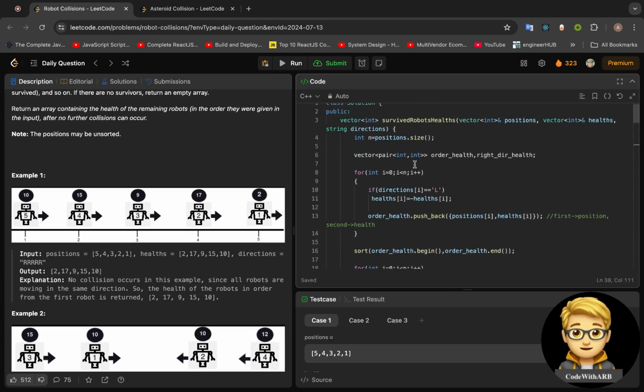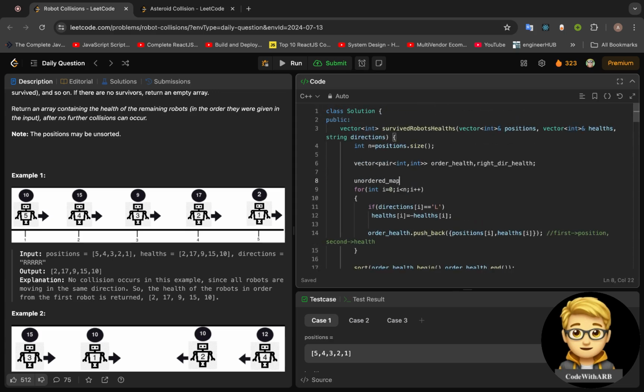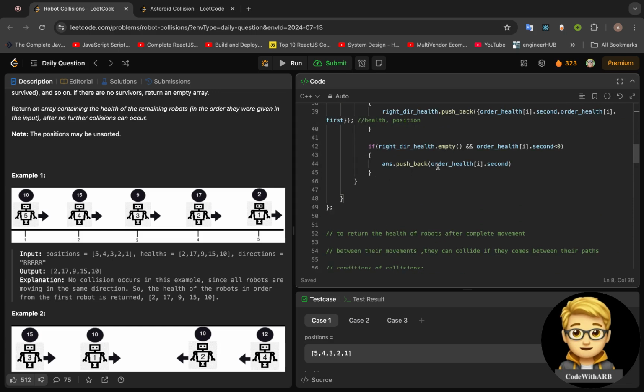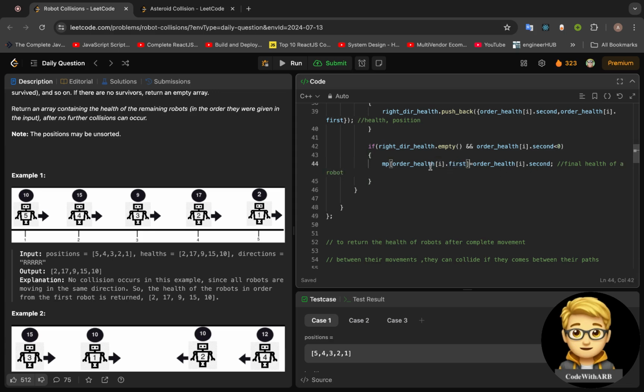For that, I will take another data structure, a map, for storing according to the positions. So instead of just storing in an answer, I will first store the positions, which is order health dot first, and I will store the answer, which is the second. This is my final answer according to the positions. This is the final health of the ith robot, which I have stored according to the positions.